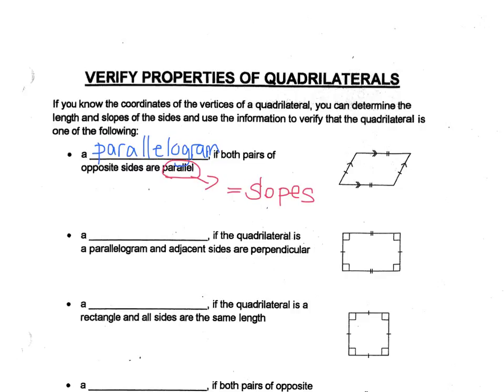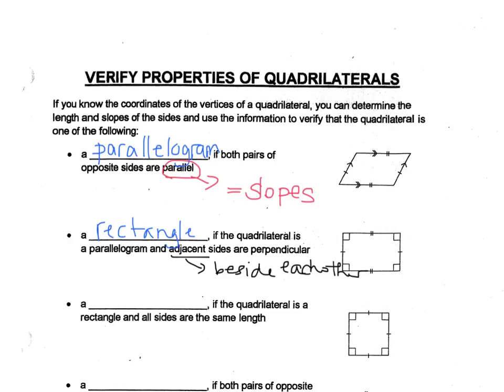The second shape is a rectangle. The rectangle's main property is that it's a parallelogram and also adjacent sides, or sides that are next to one another, are perpendicular. This word adjacent means beside each other. So basically it's a parallelogram with right angles. So the way to distinguish between a rectangle and a parallelogram is the fact that those sides are perpendicular.